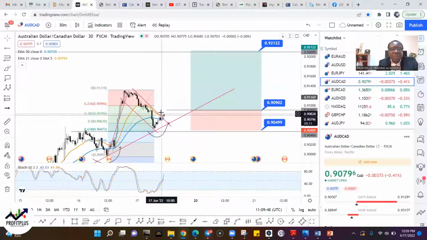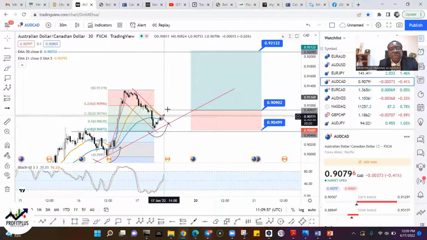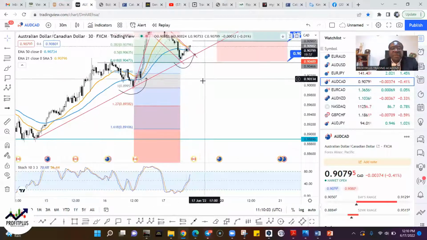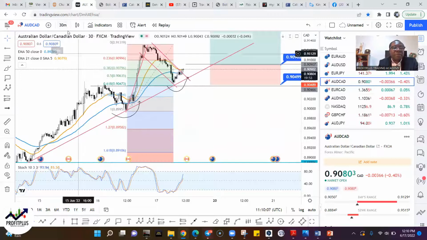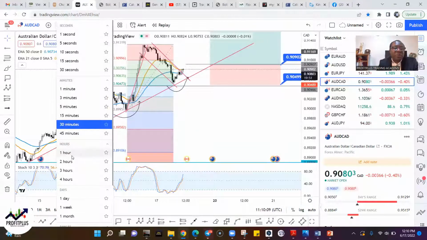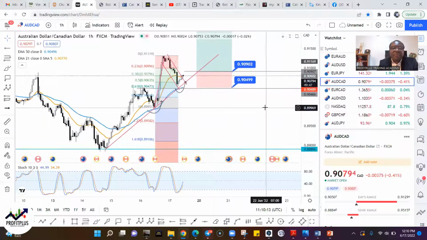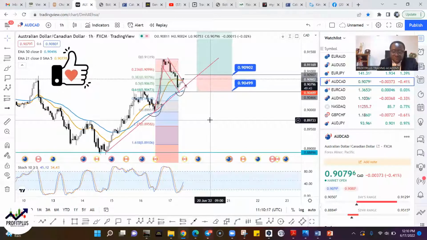So a push above, retest on this level, you're good to go. It has bounced off already on the previous level of resistance, which has become support here. It is bouncing off, and it has bounced off also from the trend line. All right, so move your time frame to a lower time frame, 30 minutes, 15 minutes preferable, and then you'll be good to go.